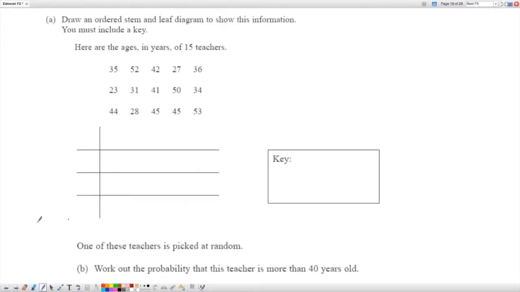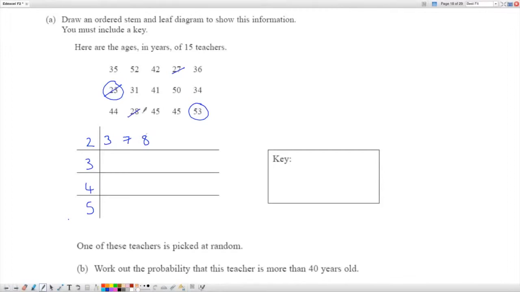Here we have the ages in years of 15 teachers. We need to put this information into an ordered stem and leaf diagram. First off, let's look at the youngest age. We have here 23 and the oldest here 53. So we're going to have our first row to represent the 20s, then 30s, 40s and 50s. Putting the numbers in order, our smallest number, 23, cross off. Our second, 27, here, 7, and third, 28, 8 is here.